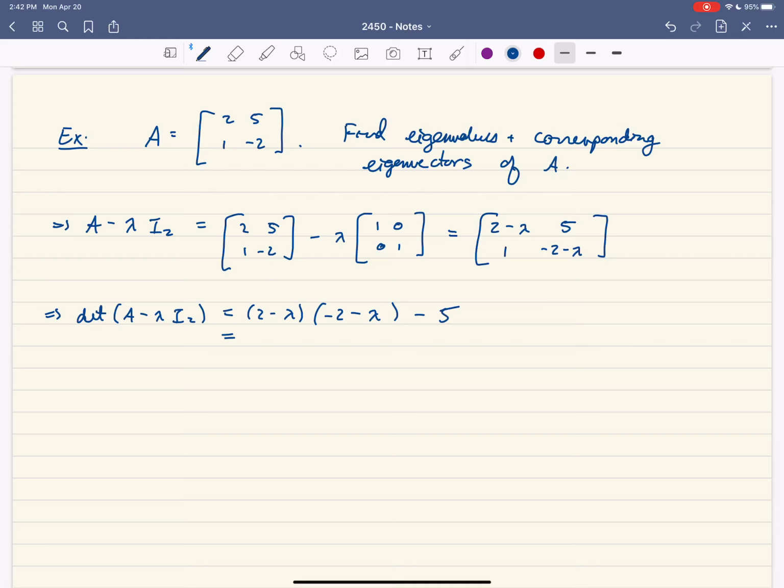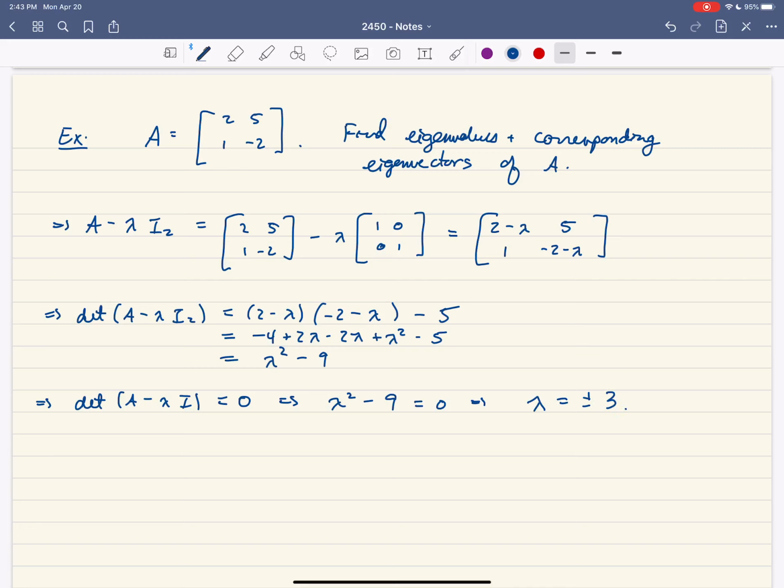And so if we expand this, what do we get? We end up with negative 4 plus 2 lambda minus 2 lambda plus lambda squared minus 5. And so this whole thing works out to lambda squared minus 9. That's going to be our characteristic polynomial. And therefore, if we solve where the determinant of A minus lambda I is equal to 0, that's the same as solving lambda squared minus 9 is equal to 0. And that happens when lambda is plus or minus 3.